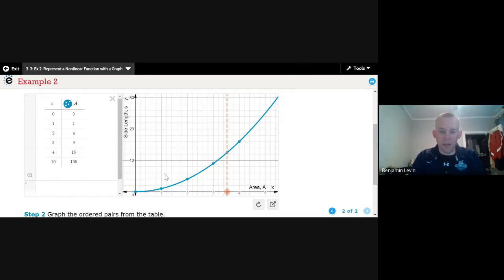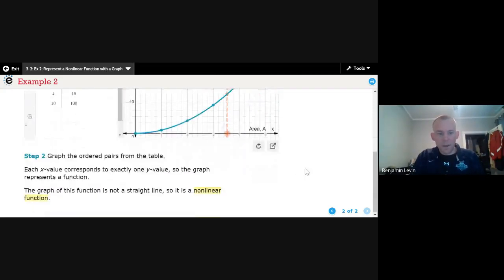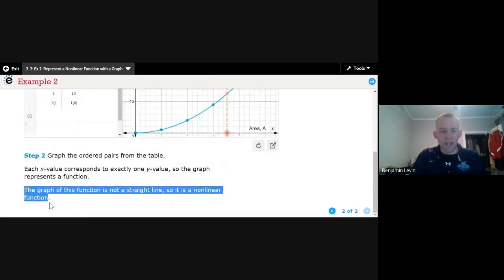A constant rate would be a straight line. This one, the bigger the side length, the more rapidly the area will grow, right? It's not growing at a constant rate because we are multiplying something. We are multiplying something times itself, right? So what they're trying to get at here is the graph of this function is not a straight line, so it is a non-linear function, okay?